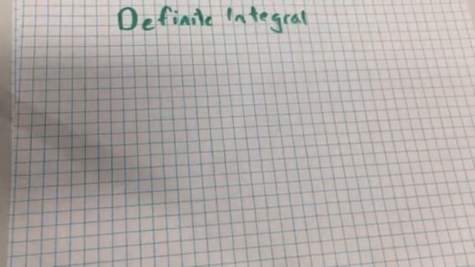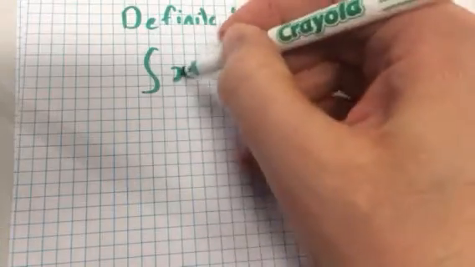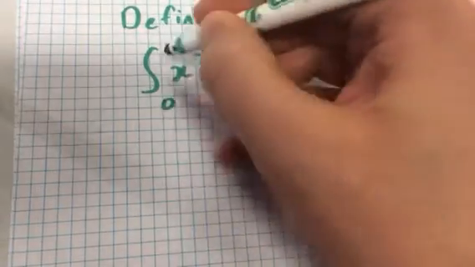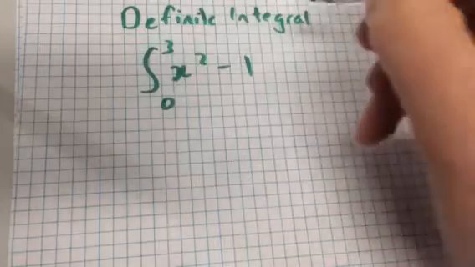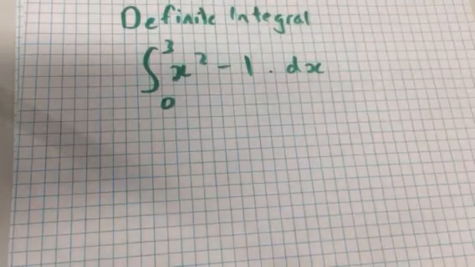This time it's an A-level video, doing integration and finding the definite integral. We've got a function x squared minus 1, and we're going to find the definite integral between 0 and 3, with respect to x. My guest presenter is going to talk me through it.